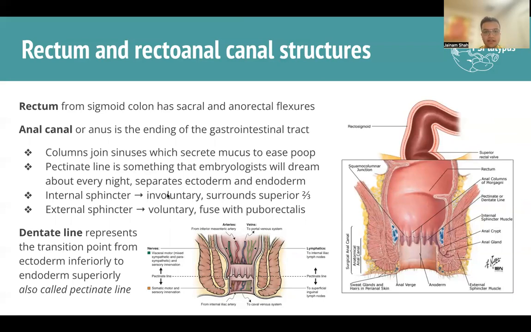The internal sphincter is involuntary and it surrounds the superior 2/3 of the anus, whereas the external sphincter is obviously the inferior 1/3, it's voluntary, and it fuses with the puborectalis muscle, which you will cover when you get to pelvic anatomy.